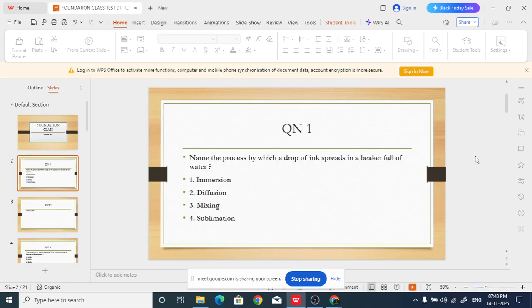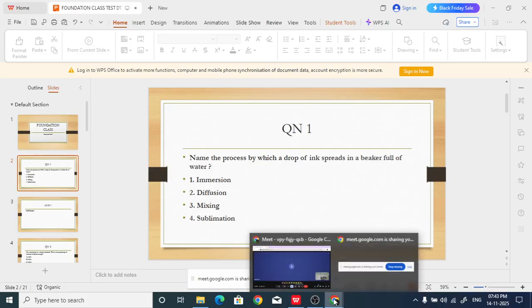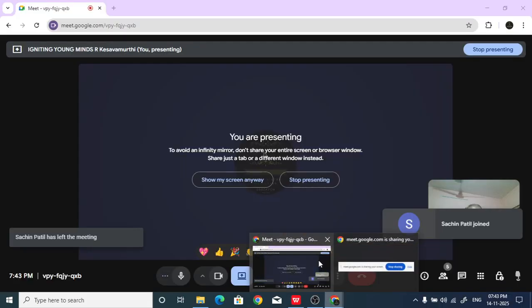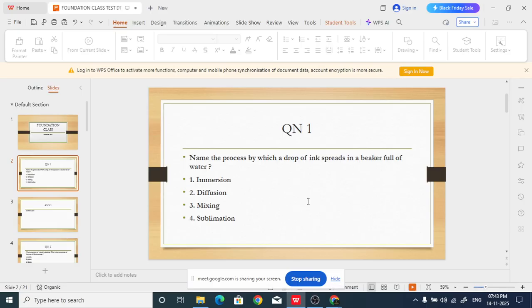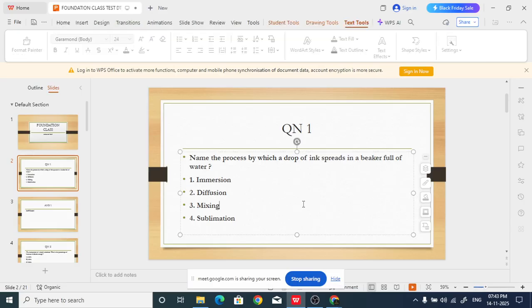Palak, do you have Ganesh Puja in your place? What happened? Palak has just joined. Okay, Palak or Aditi, do you have a Ganesh Puja in your place? Yes, sir. Yeah, after 3 or 4 days they will immerse the Ganesh idols. That is called immersion. Can this process, ink spreading in a beaker full of water, be called immersion?